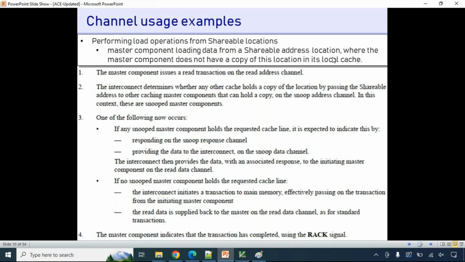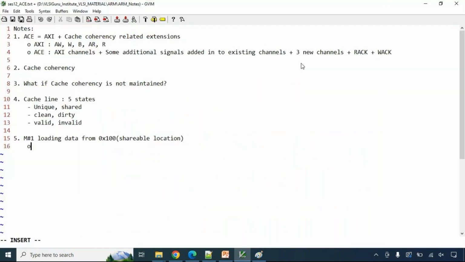This is a location where the master component does not have the copy of this data in local cache. See, master 1, M1, doesn't have the 0x100 cache line. It is in invalid state right now. Okay, right. Next.